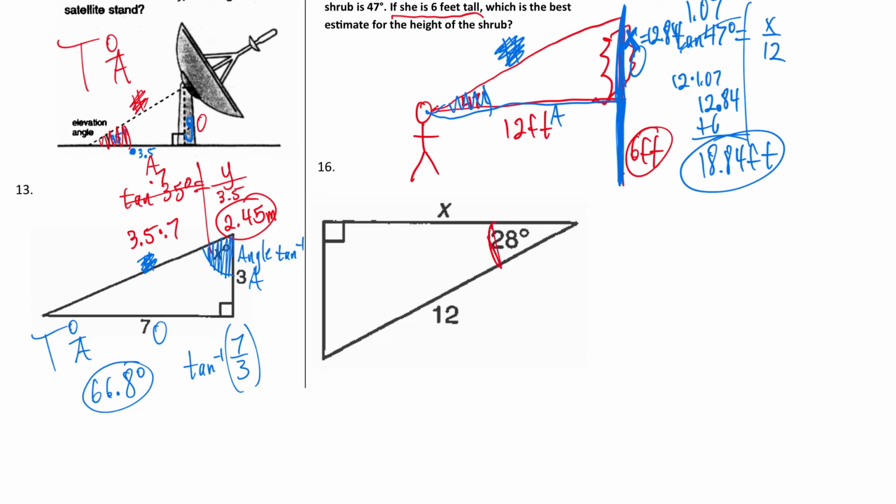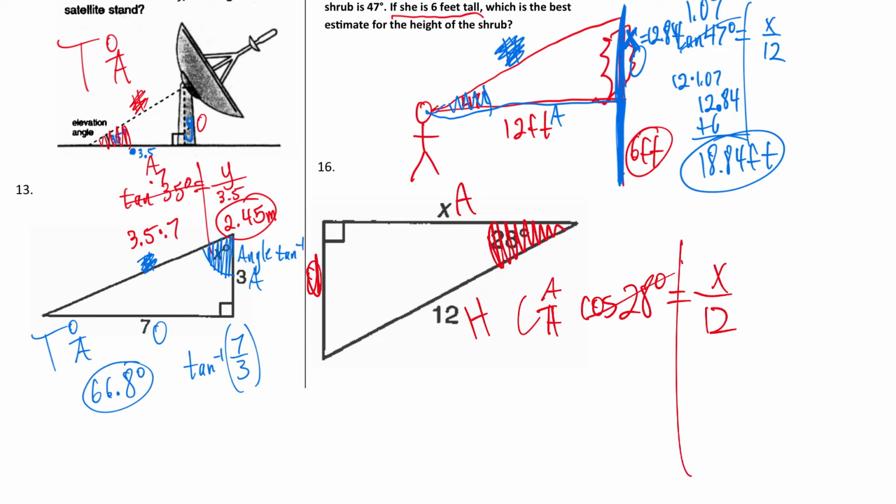Okay, number 16. H, A, O, cosine of 28 degrees. SOHCAHTOA, adjacent x over hypotenuse 12. Cosine of 28 is 0.88. X is on top. I'm going to multiply 12 times 0.88. And that's going to give me 10.56, whatever units.